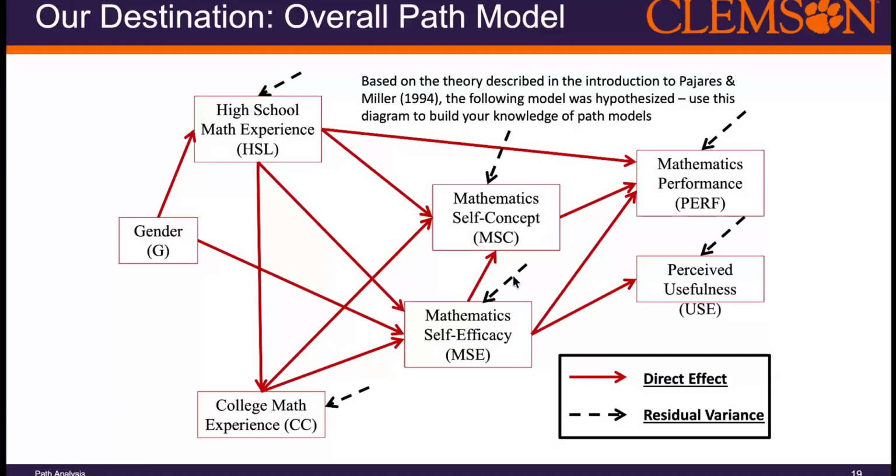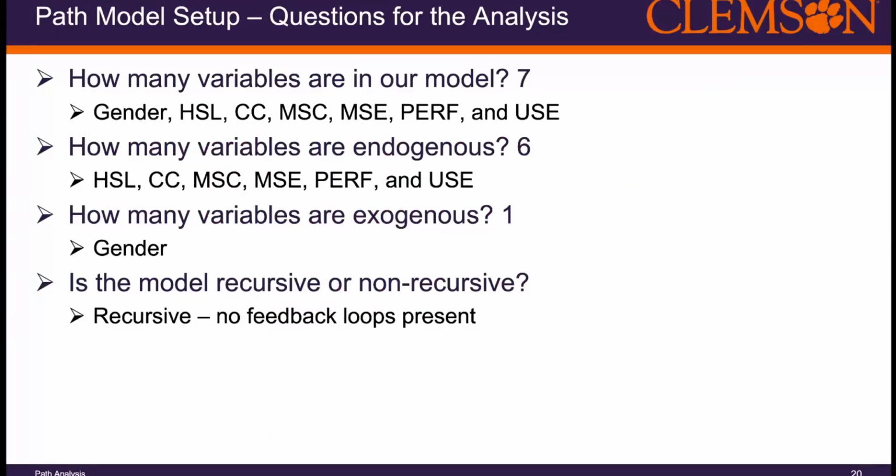You can think of that as having 6 regressions all at once. Some of those endogenous variables predict other endogenous variables. So how many total variables? Let's just go and answer our identification question. How many total variables are in our model? There's 7: gender, high school math experience, college math experience, math self-concept, math self-efficacy, performance, and math perceived usefulness. How many variables are endogenous? I mentioned that before. There are 6. There's 1 exogenous variable.